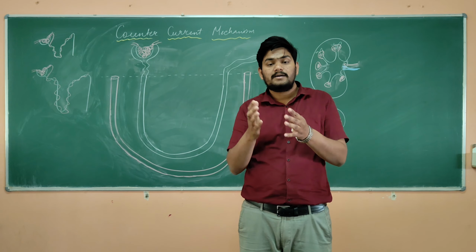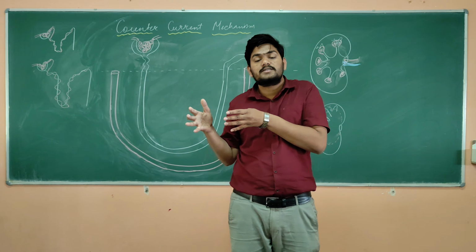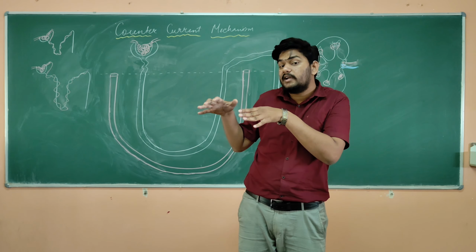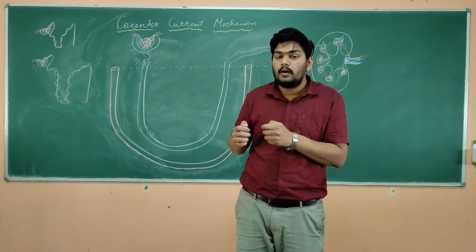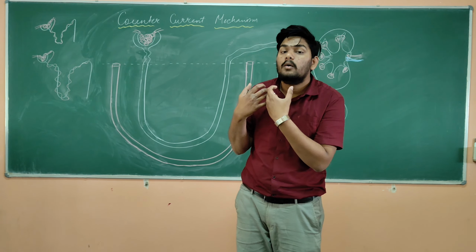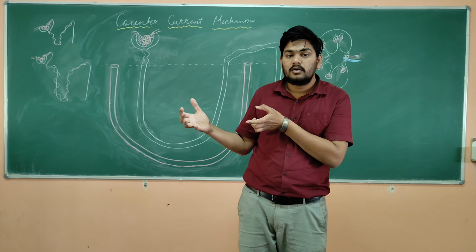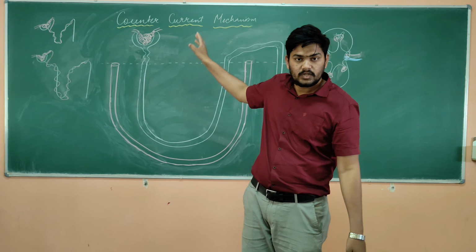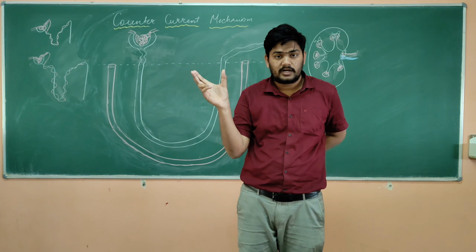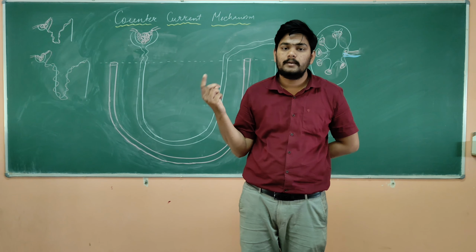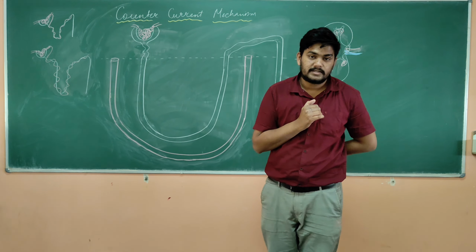For example, whenever a person is in a dehydrated condition, it means he already has less water inside the body. In this condition, his body will not allow more water loss, so he will prevent the water loss. How can he prevent it? By doing this mechanism. We know that it helps us make concentrated urine. So how can we make it?